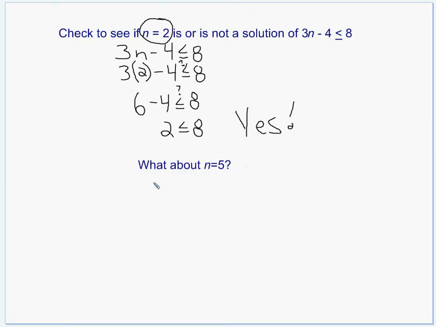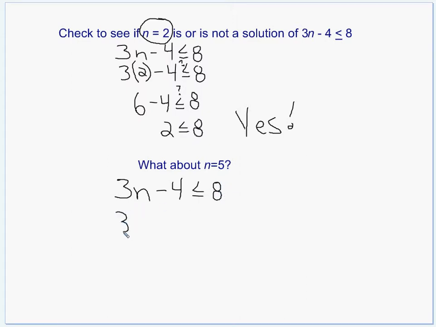Okay, now it says, oh, hey, what about n is equal to 5? Don't assume that it's not, because these can have more than one answer. They can have a range of answers. So we'll do the same steps again. 3n minus 4 is less than or equal to 8. We're writing. Now we're going to substitute.